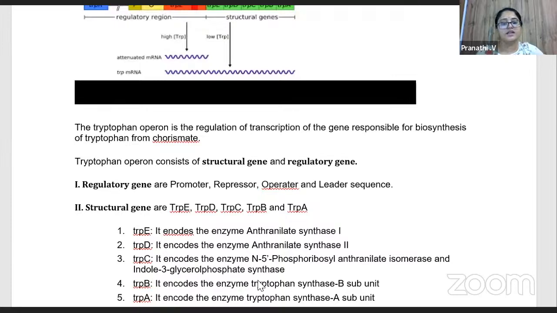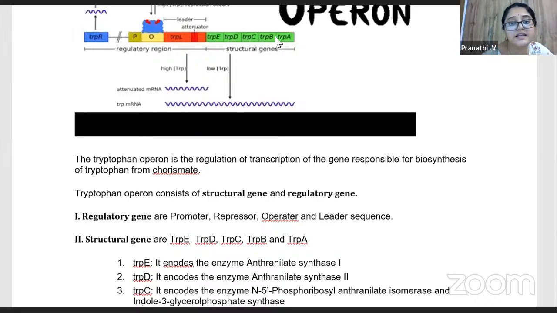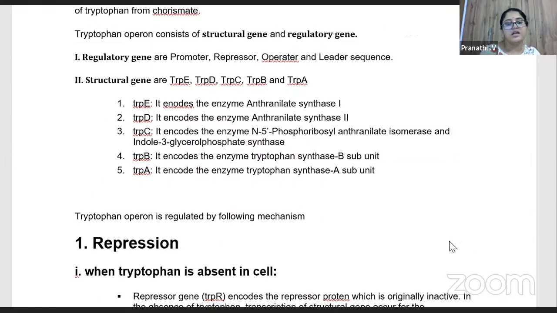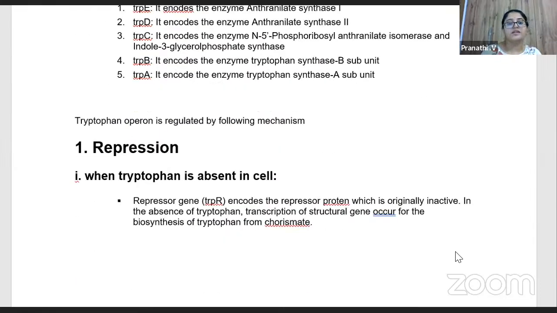In a gist, you have structural genes which are TRP E, D, C, B and A. These encode for different kinds of proteins, which are anthranilate synthase 1 and 2, and then you have isomerases, and then tryptophan synthase B subunit and tryptophan synthase A subunit. So what is it that we're looking at? This has the following mechanism basically.